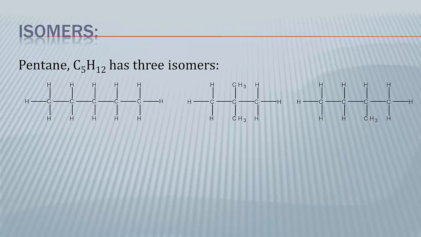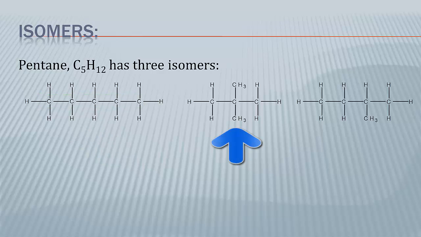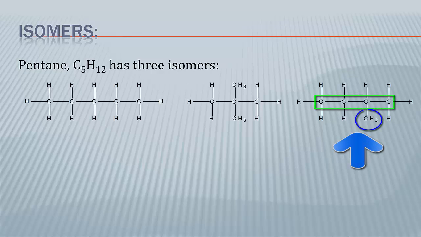Let's look at another example, which is pentane, C5H12. There are 3 ways that we can draw 5 carbons and 12 hydrogens, and these are the 3 isomers. This molecule is a straight chain molecule, so it has the 5 carbons joined in a line. This molecule, we have 3 carbons in a line and 2 methyl branches hanging off the middle carbon. This molecule has 4 in a line with 1 methyl group hanging off the second carbon.